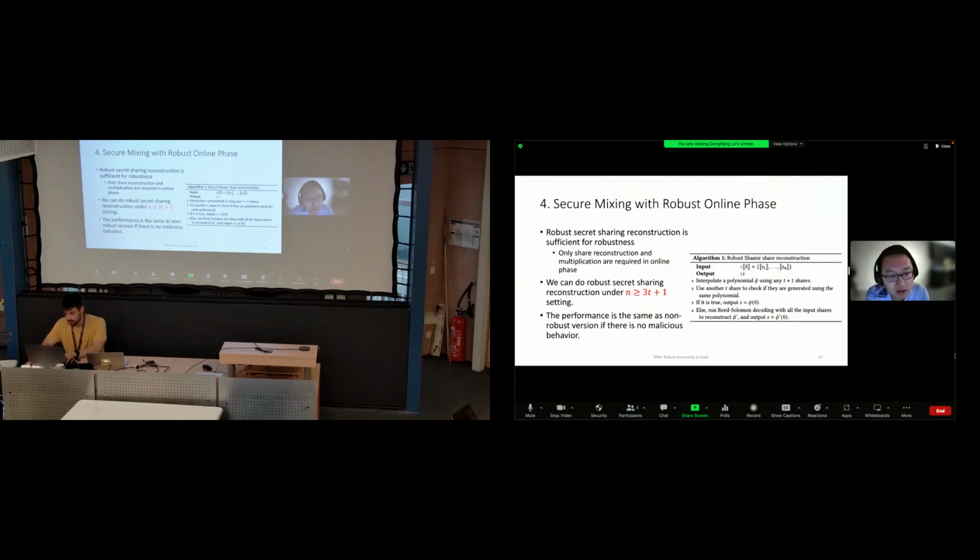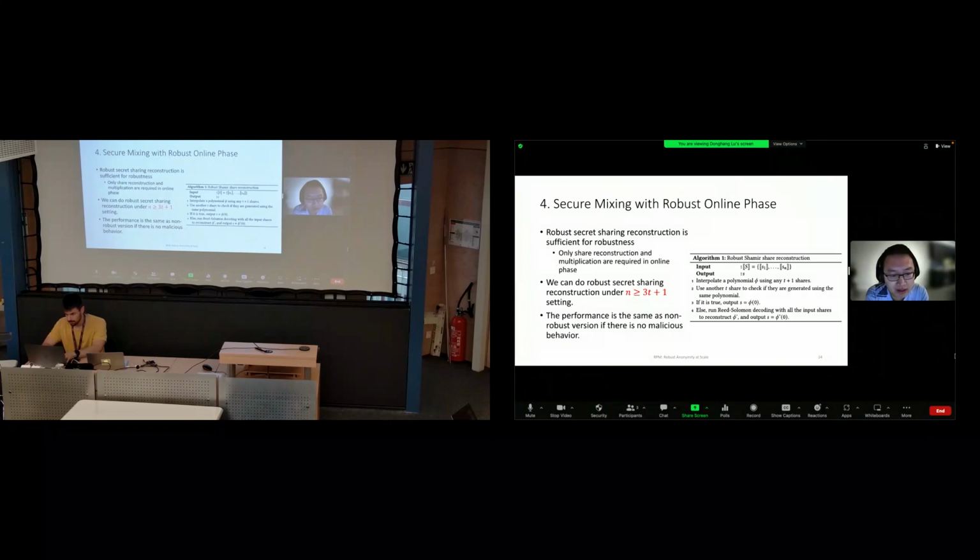So it turns out we can do robust secret sharing reconstruction under the n larger than or equal to 3t plus 1 setting using the algorithm on the right-hand side. The first 3 steps of this algorithm are the same as the non-robust version, and they are used to detect if there is any error. If there is an error, it will go to step 4, where we run the Reed-Solomon decoding to correct the errors and reconstruct the correct polynomial.